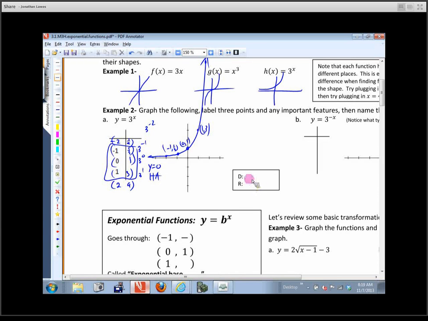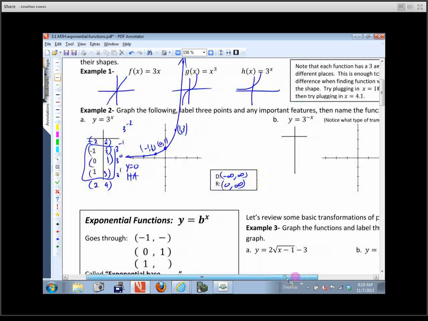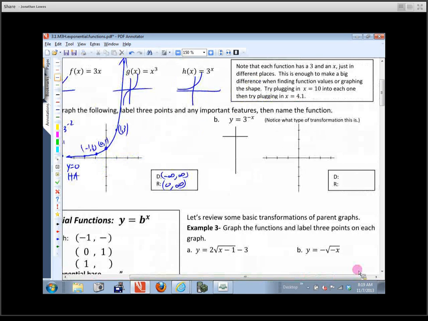Yep, the whole thing in interval notation, negative infinity to infinity. What about the range? 0 to infinity. Okay? You can plug in anything you want, but you're only going to get out positive numbers because it's a positive base.